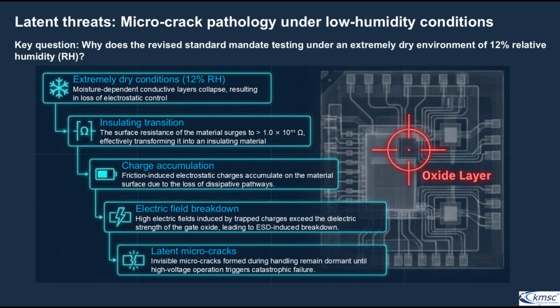Why is 12% relative humidity emphasized? Because traditional packaging materials tend to become insulators in dry, low-humidity environments. As triboelectric charges accumulate, they can puncture the most vulnerable gate oxide layers of semiconductor devices, creating latent microcracks that are invisible to the naked eye but lead to catastrophic failure under high voltage.